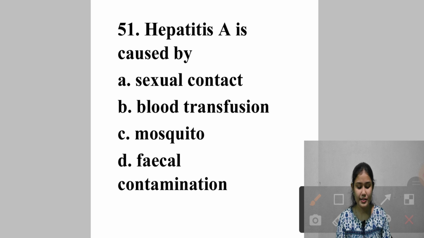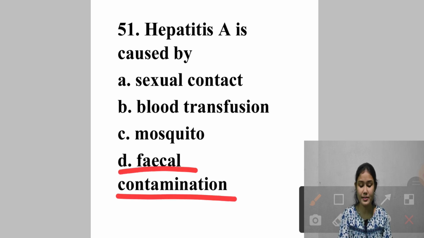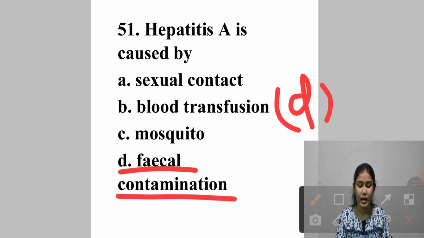Hepatitis A is caused by A, sexual contact, B, blood transfusion, C, mosquito, D, fecal contamination. Okay, so hepatitis A is caused by fecal contamination. So answer will be option D. Now come to question number 52.